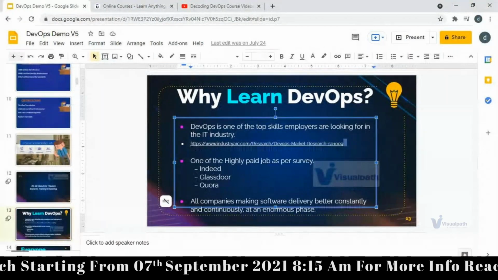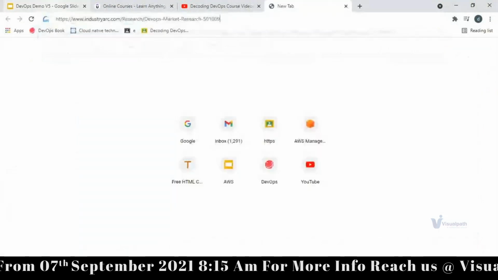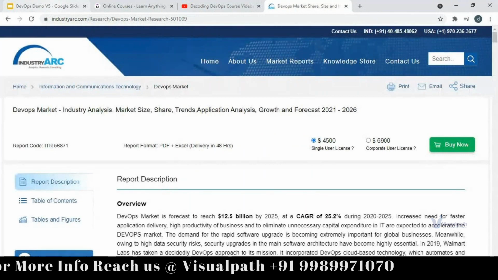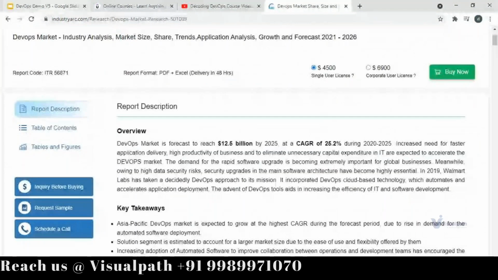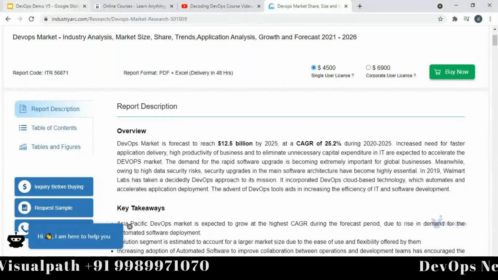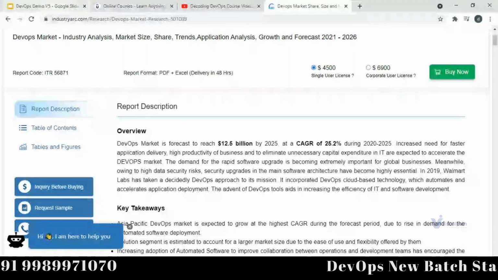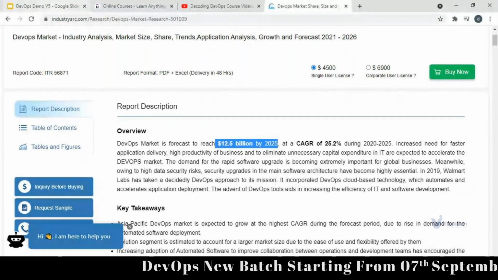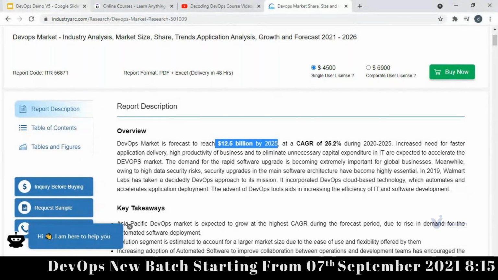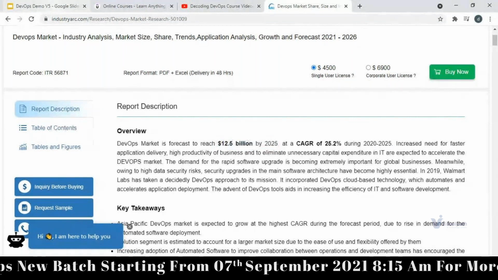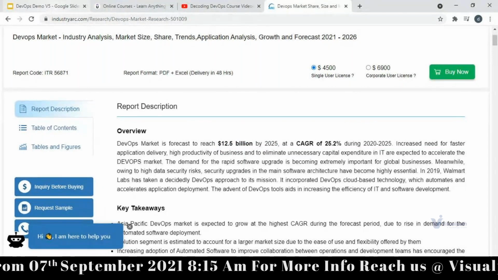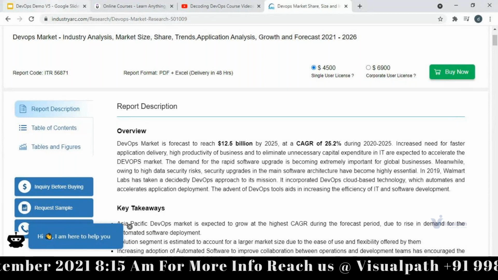Okay, now I talk based on facts, right? Just some of the facts we're going to go through. So this is one survey from Industry Arc, which says the DevOps market is forecast to reach $12.5 billion by 2025. It's 2021, right? And it's going to grow further, and I have always seen this number increasing. The forecast again keeps increasing. Okay, a compound annual growth rate of 25.2%.